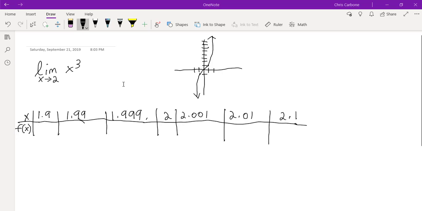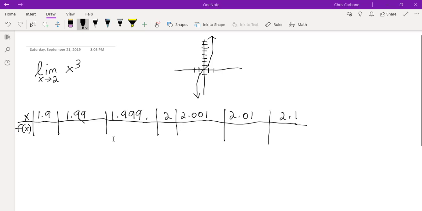Hello. When we want to calculate a limit of a function, we have several different ways that we could go about doing that. First of which is using a table, such as the one that I have down here. And we want to look at the overall neighborhood around whatever that value is. So here in my example, I have the limit as x is approaching 2 of x cubed.